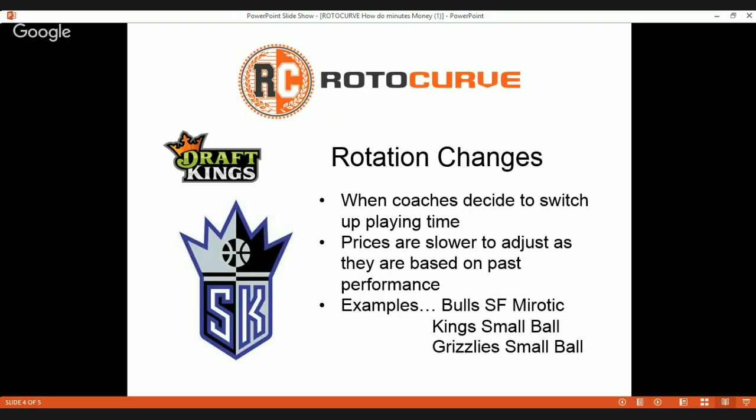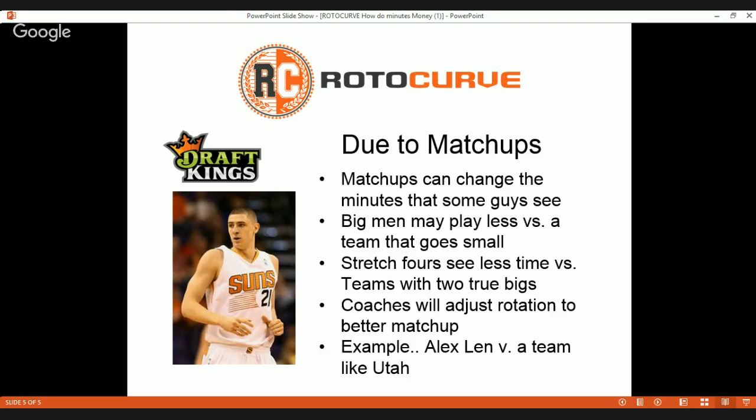So the last thing we're going to talk about is due to matchups. Matchups can sometimes change the minutes that guys see. Big men may play less versus a team that plays a lot of that small ball lineup.